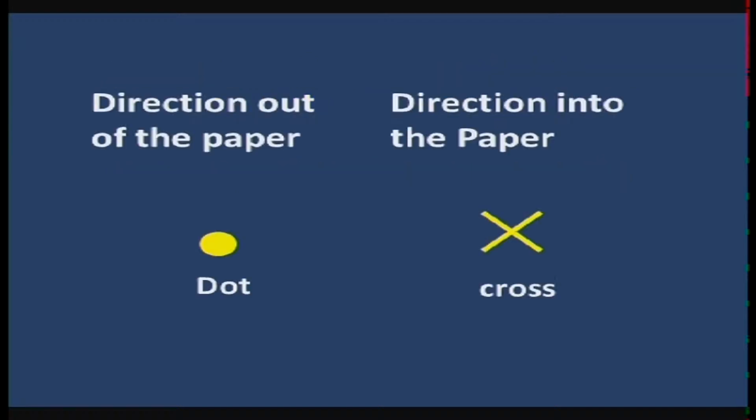We have seen how to represent the direction of magnetic field out of the paper. So, the direction of the magnetic field out of the paper must be represented by a dot, whereas the magnetic field which is directed towards the paper must be represented by a cross.